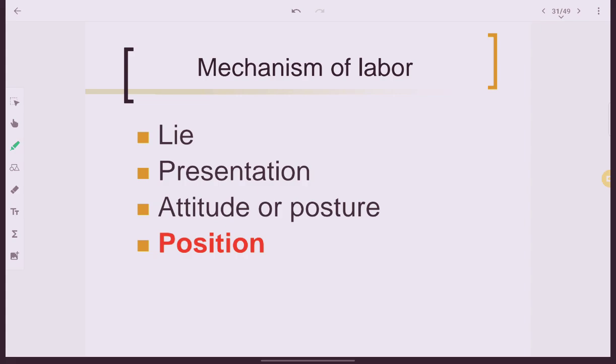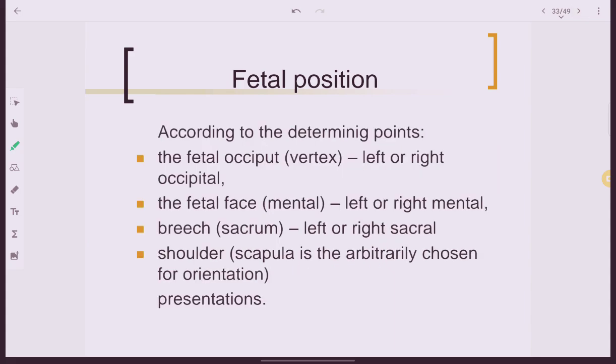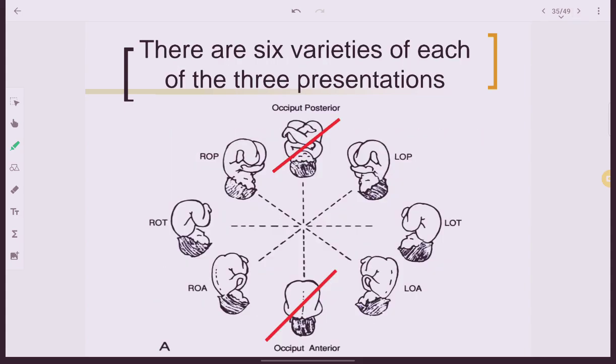Next is the position. Position refers to the relationship of an arbitrarily chosen portion of the fetal presenting part to the right or left side of the maternal birth canal, as you can see in the image. There are 6 varieties of each of the 3 presentations, that is occiput posterior, occiput anterior. See, the red marks indicate the position.